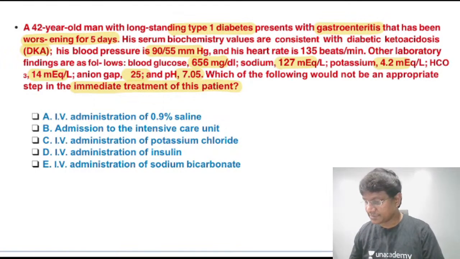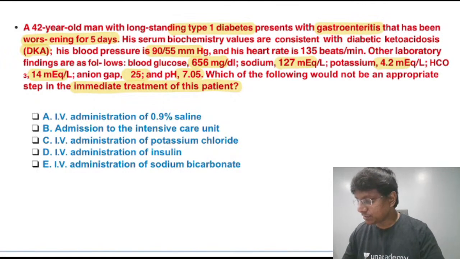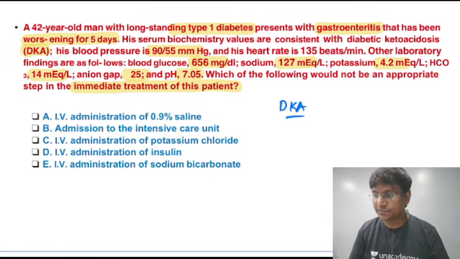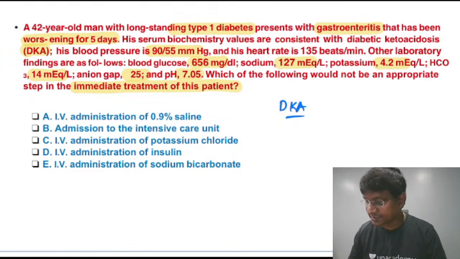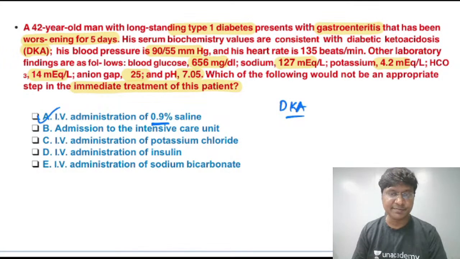So, if you see the correct answer in this question, it is a case of diabetic ketoacidosis. And in a case of diabetic ketoacidosis, what is the first line treatment? Right, very good, Priya Thakur. The correct answer is the IV administration of saline. That is normal saline. That is the first line treatment in patients with diabetic ketoacidosis. It is not the administration of insulin or the administration of potassium chloride.